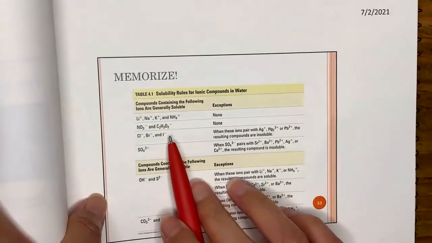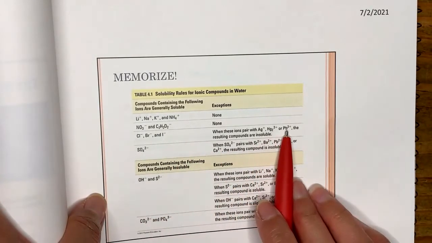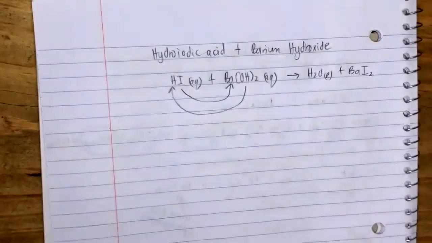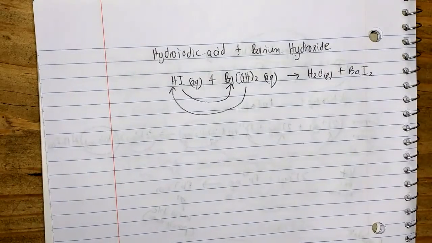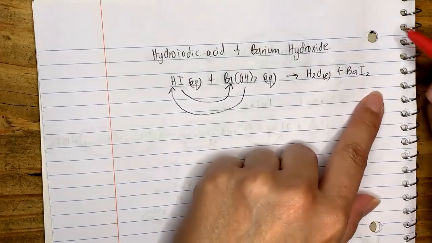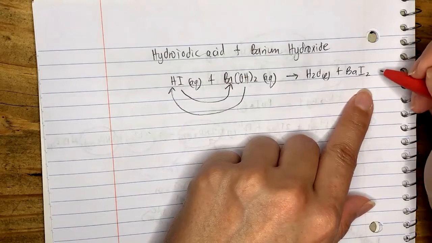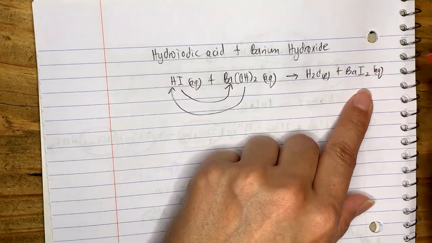So you see I here? Is it paired with Ba as an exception? Nope. So BaI2 will be aqueous. Sometimes you see a solid and water coming out. So that would be kind of cool if you had acid base and precipitation at the same time. But this one is not. This is just acid base.